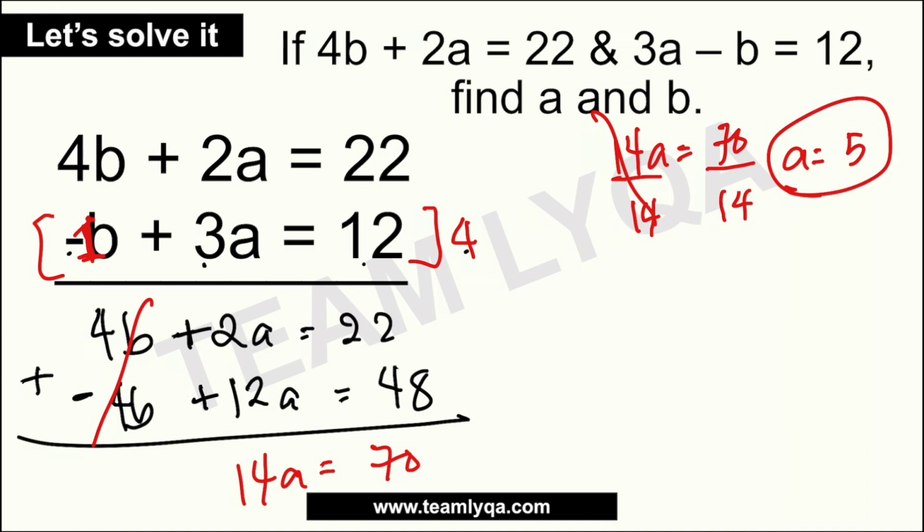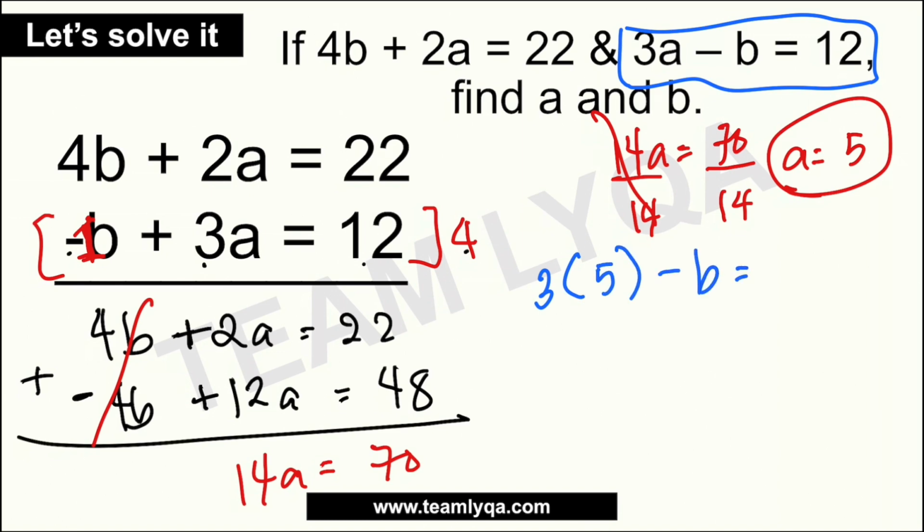Again, you can use either of the equations naman. Kaninang ginamit natin yung una. Ngayon, subukan natin yung pangalawa. Kung isa-substitute ko yung A dito sa equation na ito, ano kaya mangyayari sa kanya? Magiging 3 times 5 minus b is equal to 12. Okay? So, this will be 15 minus b is equal to 12.